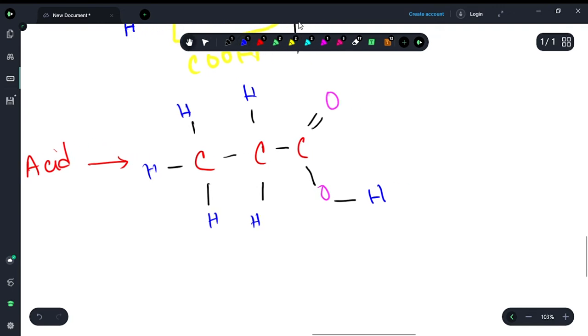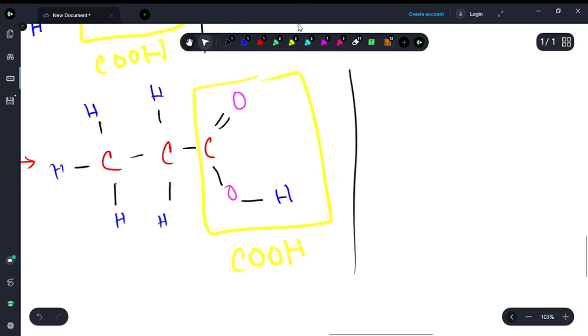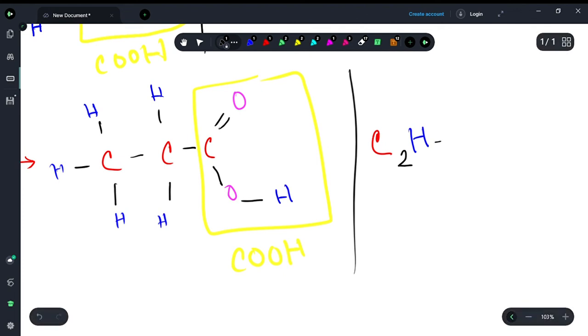So this whole part is the COOH part, and this part you're just gonna name. What's the first part? How many carbons? Two carbons. How many hydrogens here? 1, 2, 3, 4, 5. Five hydrogens. Then we add the COOH. So that's it.